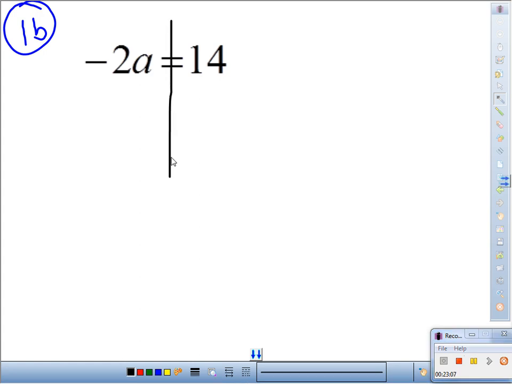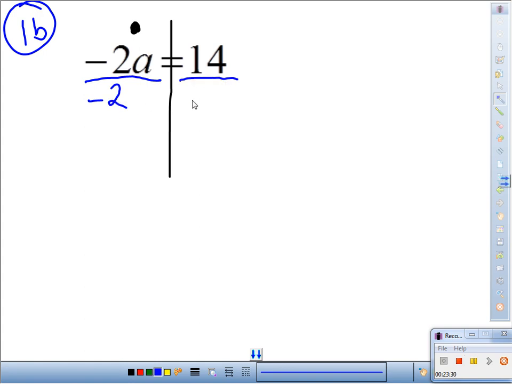All right, let's see what we got. Line down the equal sign. What operation do we have here on this side? Because we can't simplify anymore. Multiplication. What is the inverse of multiplication? Division. So we're going to divide to leave the a by itself. But what are we going to divide by? Whatever is next to it, which is -2.